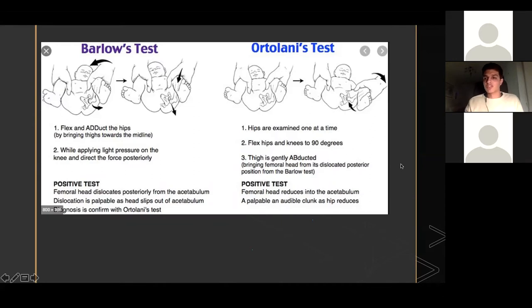And that's from Barlow's and Ortolani's, and that just confirms what's going on. What happens if you do Ortolani's and the hip doesn't go back in? Well, then you call the orthopedic surgeon. No, it should, because naturally there are enough ligaments and muscles trying to pull it back towards the joint. So if you can Barlow's it, you can Ortolani's it, okay? If you can put it out, you've got to be able to put it back in, because there's more stuff helping you put it back in than there is helping you put it out. Ortolani's test is just a confirmation that the hip was dislocated in Barlow's.